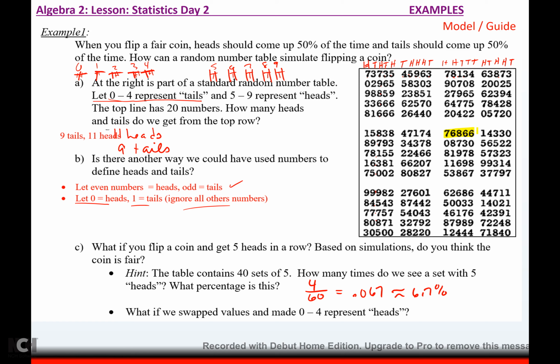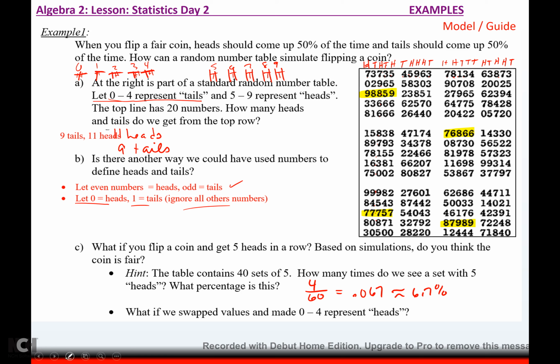Heads, and those would be all heads, and those would be all heads, and those would be all heads. I got that wrong. And that one would be all heads. So there's still only 4 out of 60.